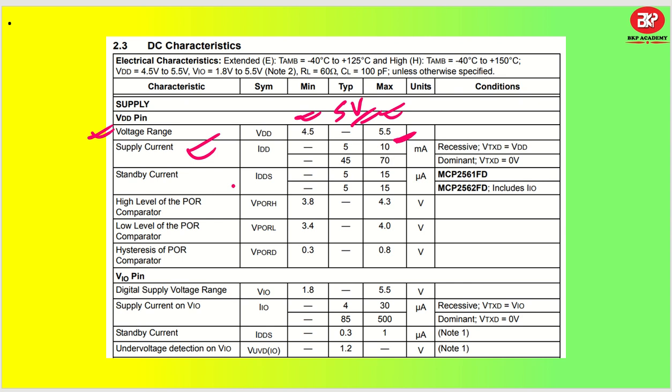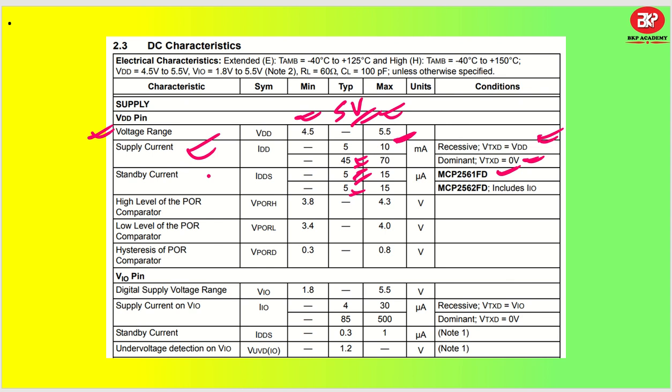You can see that is in recessive mode. Okay. If VTXD is 0 volt, that is dominant mode, it will be taking a typical maximum of around 45 milliamperes of current. Okay. So this is how it is taken. You can see standby current is very low, which is just 5 microampere in 2561 as well as 2562 both.